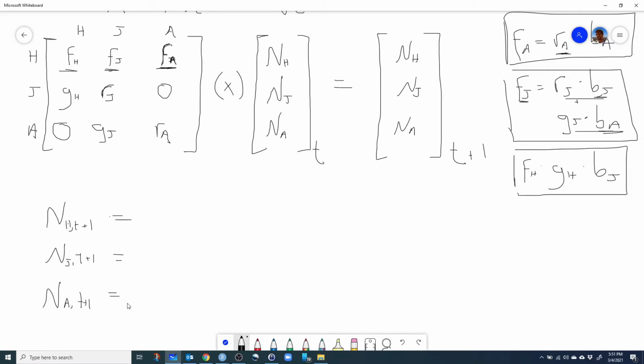To get the number of adults at the next time step, we're going to have to take the number of juveniles this year, the juveniles at time t, and multiply that by the growth rate of juveniles. That is the probability that juveniles survive and transition into adults. And then we just have to add the total number of adults at time t and multiply that by the survival and retention rate of adults. That is the probability of surviving and remaining in the adult class, right?